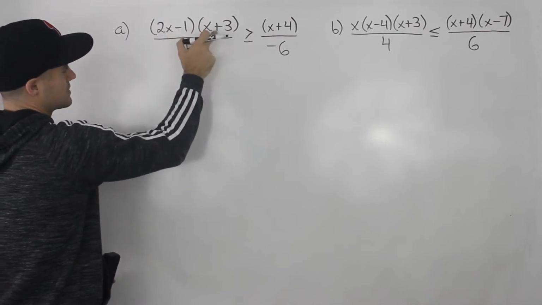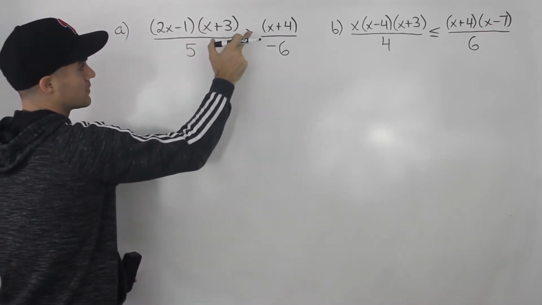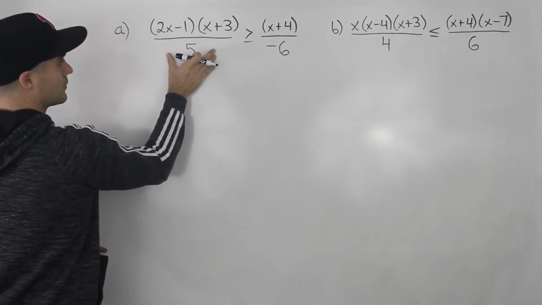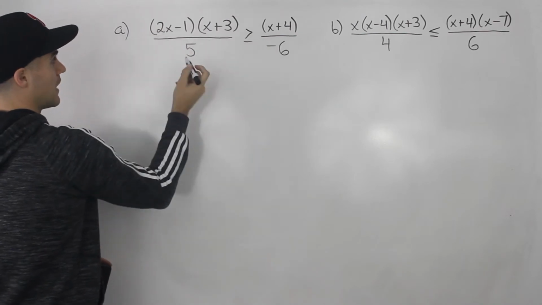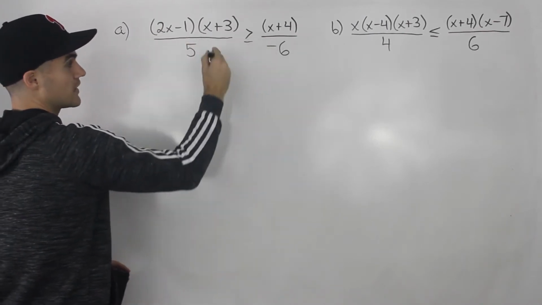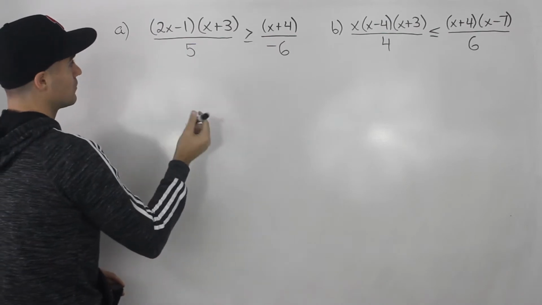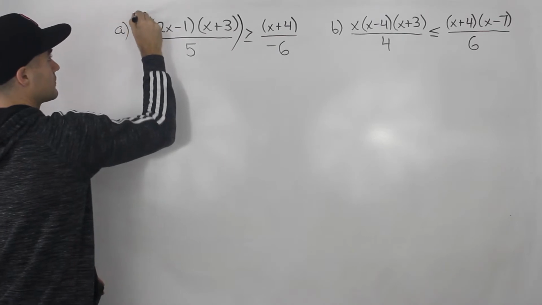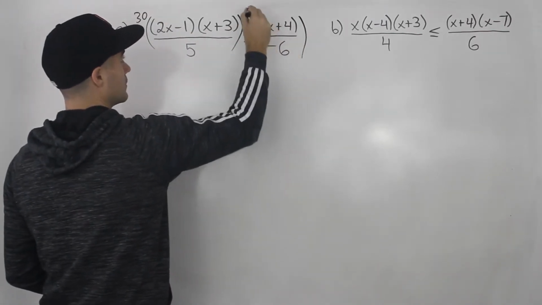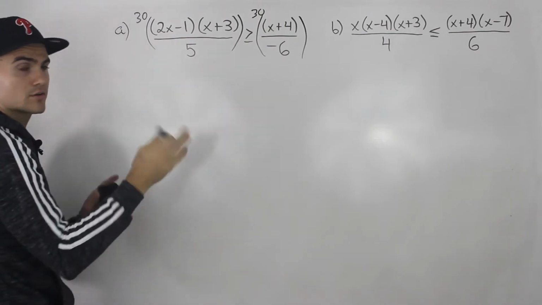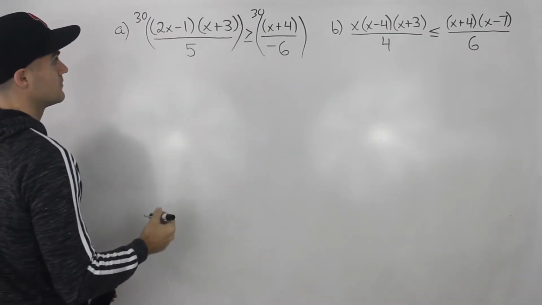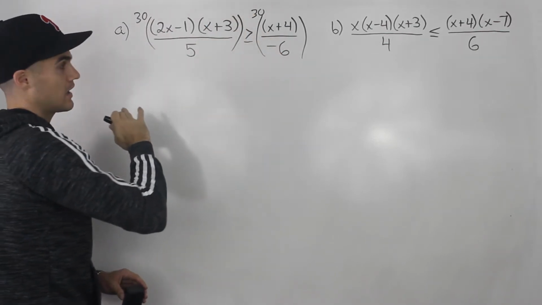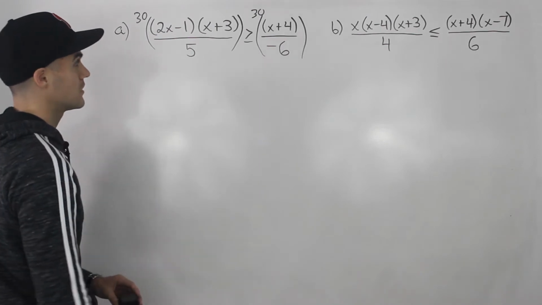We got (2x minus 1)(x plus 3) over 5 greater than or equal to (x plus 4) over negative 6. So what we want to do is multiply both sides by a lowest common denominator between 5 and negative 6 to get rid of the denominators, so we don't want to work with them. So let's multiply by 30, and you always want to multiply by a positive number, because if you multiply by a negative number, then you're going to have to flip this sign here, right? So even though we have a negative denominator, you're always multiplying everything by a positive lowest common denominator.